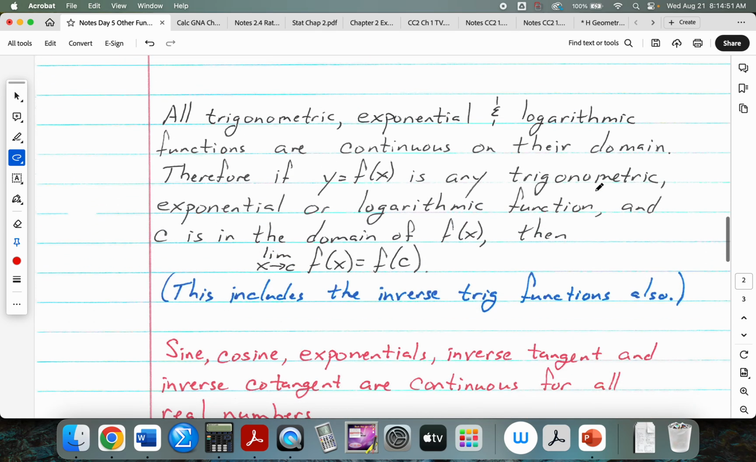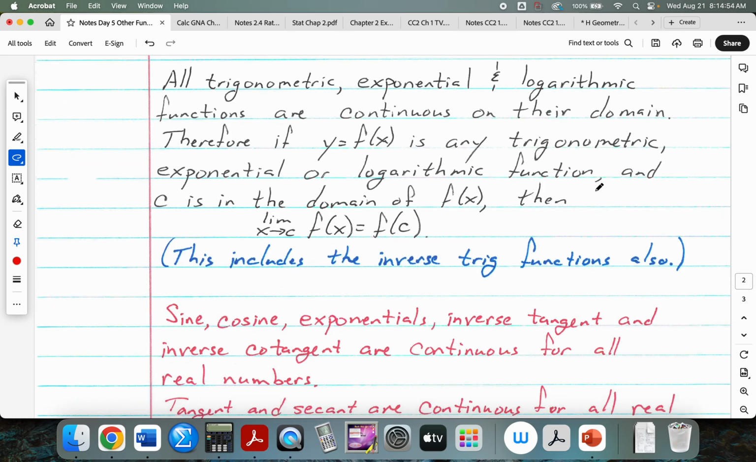All right. So now we get into all the wordy parts. All trigonometric, exponential, and logarithmic functions are continuous on their domain. Therefore, if y equals f of x is any trigonometric, exponential, or logarithmic function, and c is in the domain of f of x, then all we have to do is a straight up substitution. The limit as x approaches c of f of x is f of c. This is also true for inverse trig functions, any place on its domain.